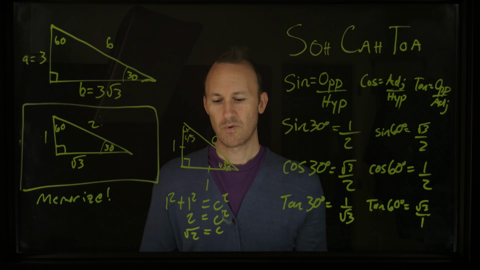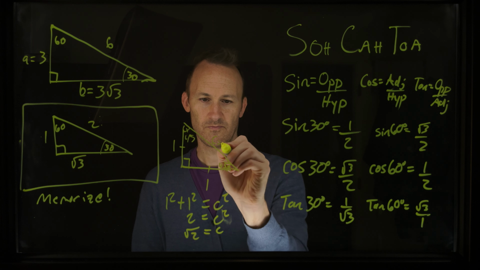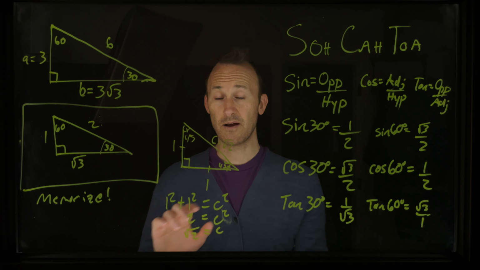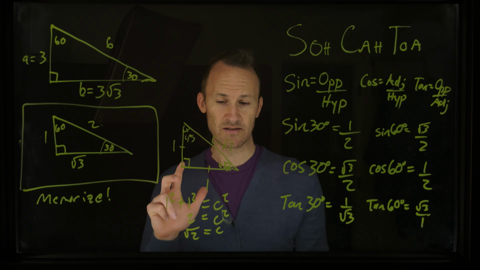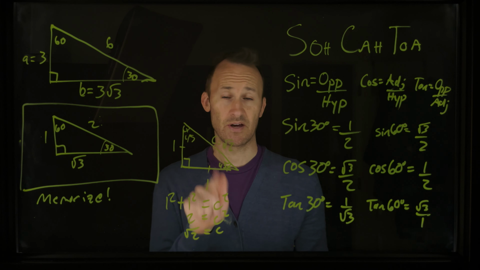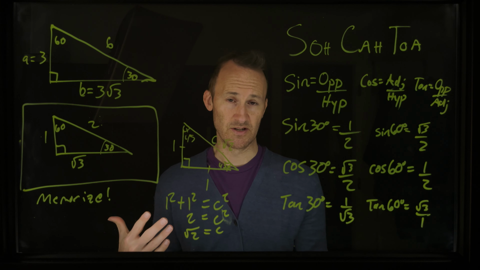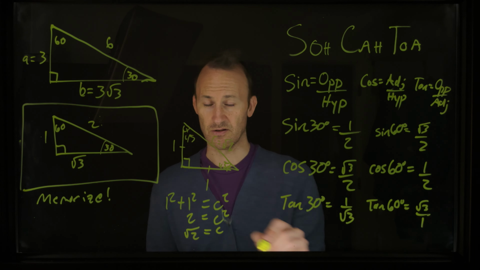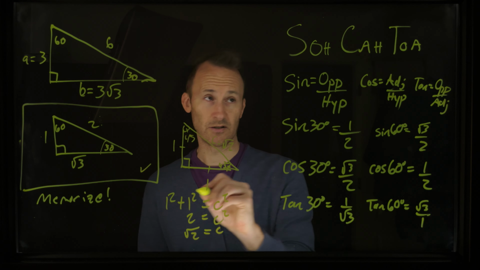Okay? So this is root 2. Right? So there, I didn't, quote, memorize it. I was able to figure it out using the Pythagorean theorem. So if you're a minimalist when it comes to memorization, definitely memorize this triangle.